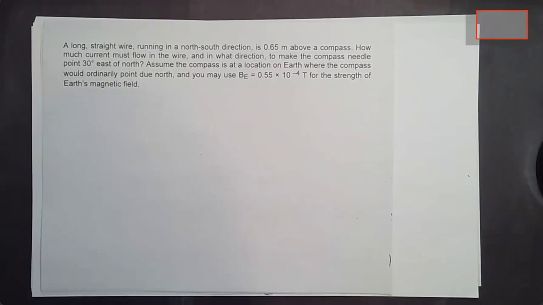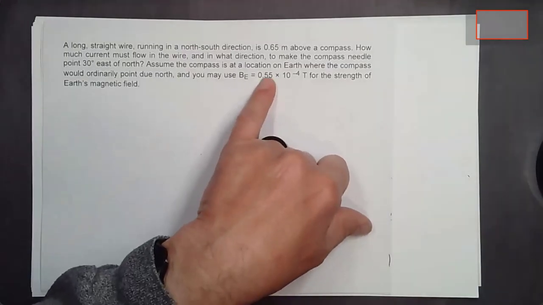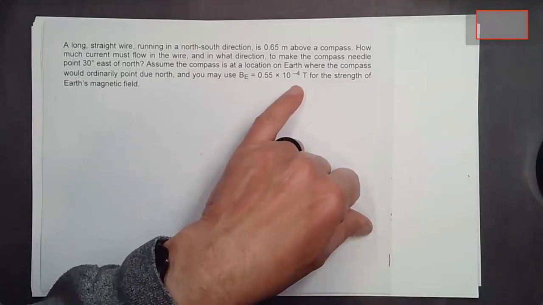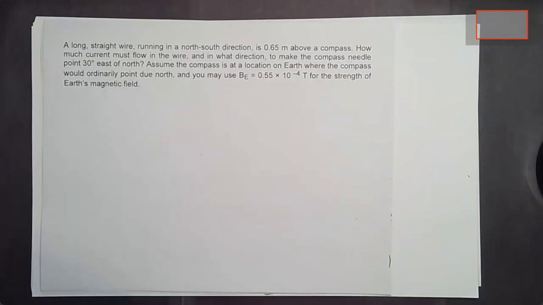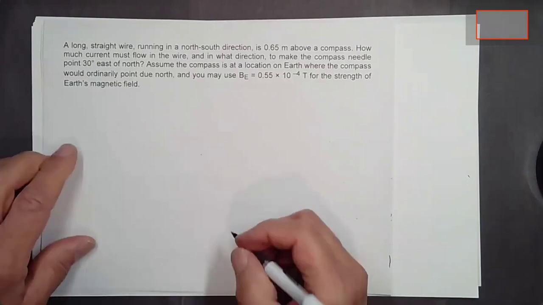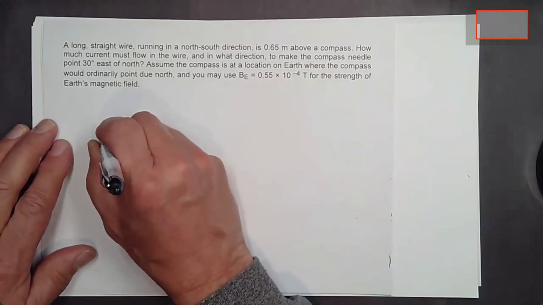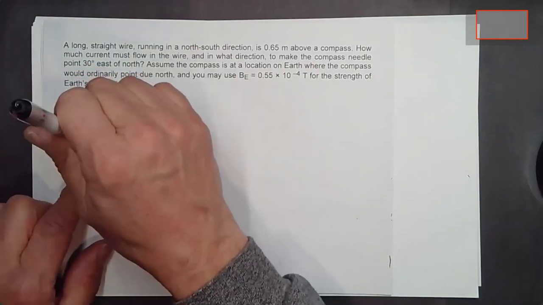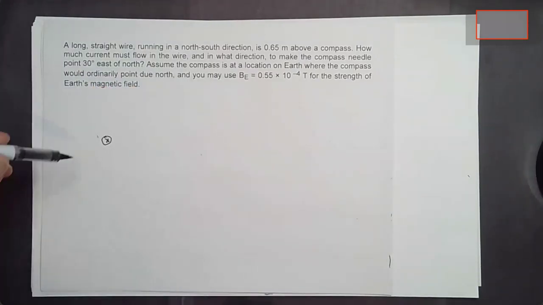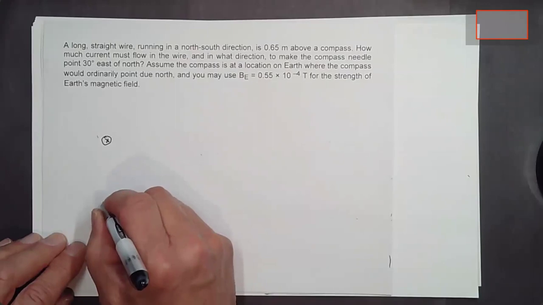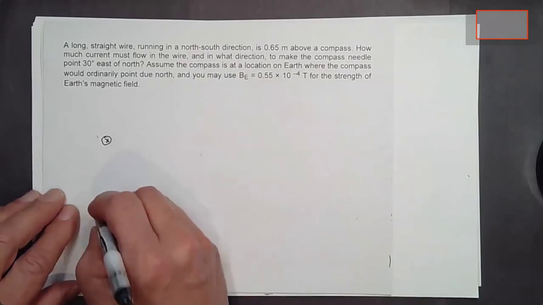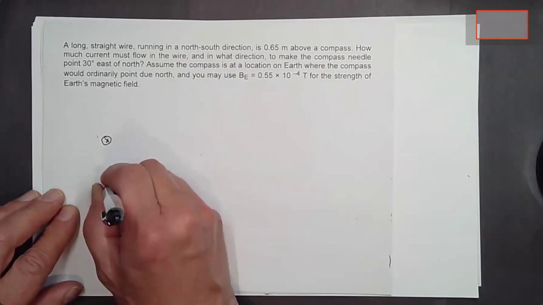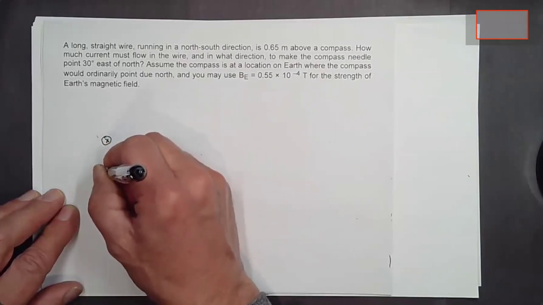Imagine it's at a location on Earth where the compass would ordinarily point due north, and you may use B sub E equals 0.55 times 10 to the minus 4th Tesla for the strength of the Earth's magnetic field. This one's a little bit hard to understand, but here's the idea. We'll imagine that here is our wire, and we're looking down the axis of the wire here. The compass is 0.65 meters directly below this wire.